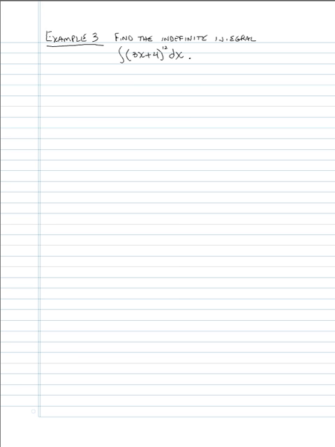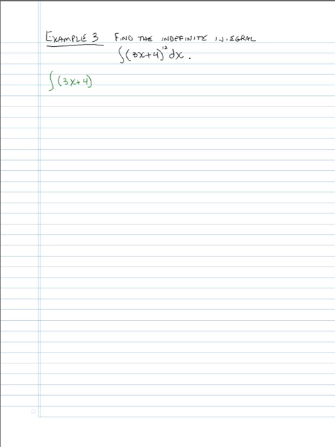Okay, here we are in example 3. Find the indefinite integral, which is the integral of the quantity 3x plus 4 raised to the 12th power with respect to x. And I hope we're already developing the idea that we're looking for a power in parentheses with a power on it, because what's in those parentheses is the substitution we're going to make for u. Now, things aren't going to work out quite as neatly in this problem, but we can still do it using this substitution. Here's what I mean.